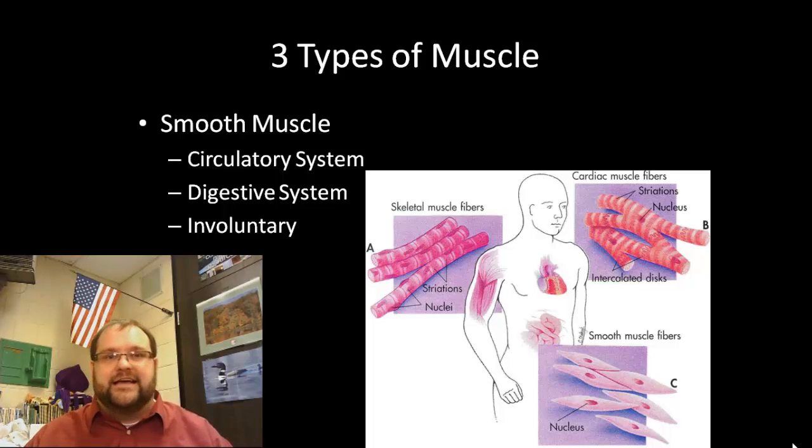For instance, we can't tell our body to constrict the blood vessels in our arms. I can't say, close my blood vessels, close my blood vessels. It doesn't work. They're involuntary. It happens because of that parasympathetic or sympathetic response that we learned about last chapter. So those types of muscles controlled by the parasympathetic or sympathetic nervous system end up being these involuntary smooth muscles.